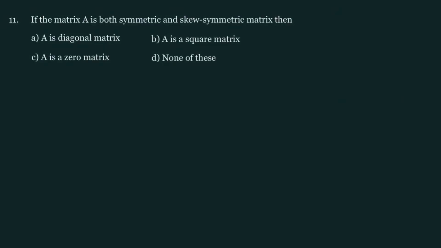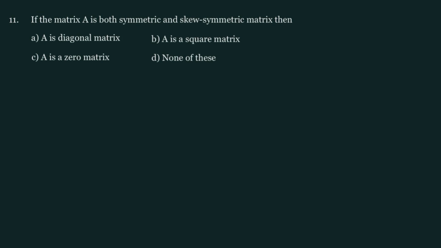Question number 11. If the matrix A is both symmetric and skew-symmetric, then which of the following options is correct? This is kind of a direct question. Whenever a matrix A is both symmetric and skew-symmetric, that is possible only if the matrix A is a zero matrix. Let me show you an example.